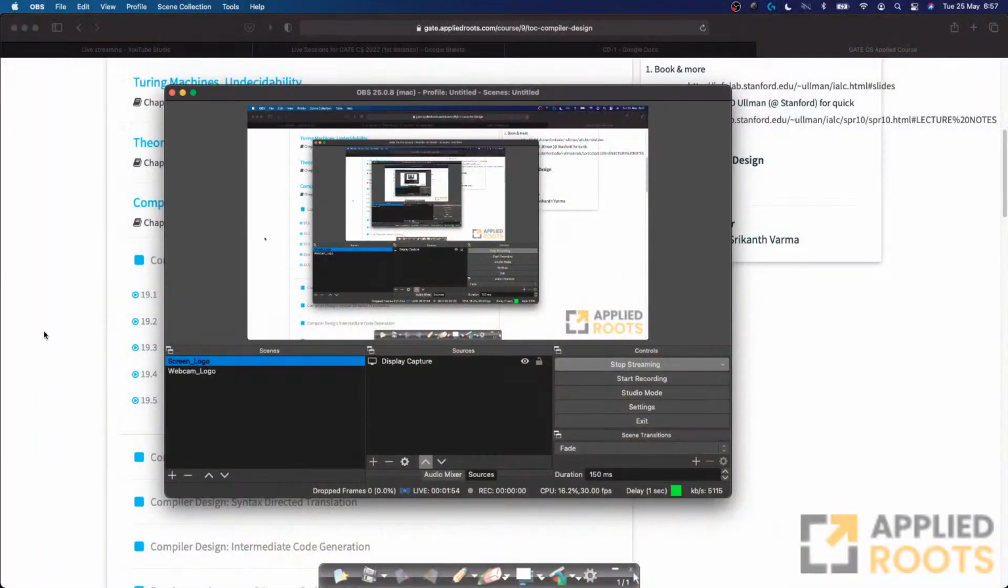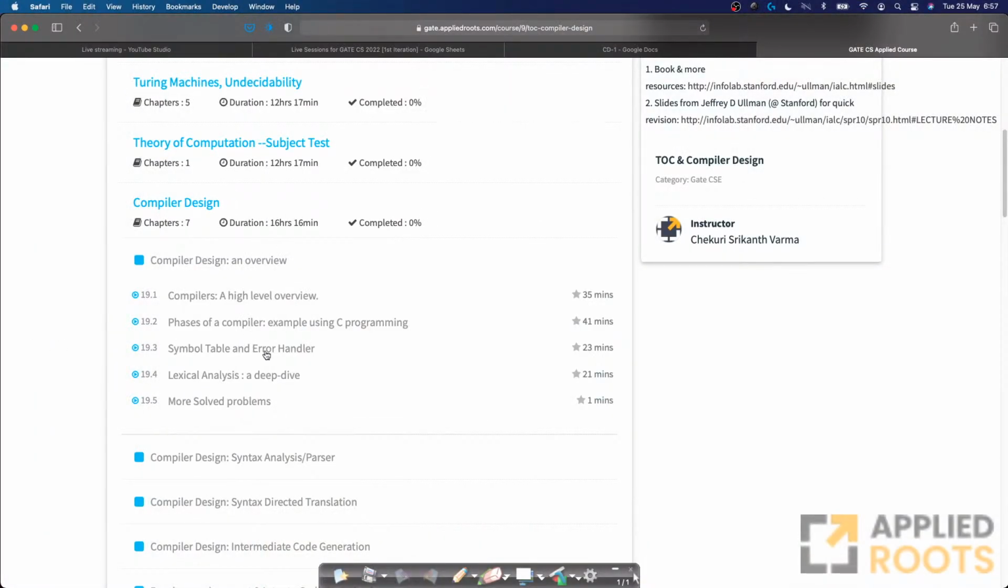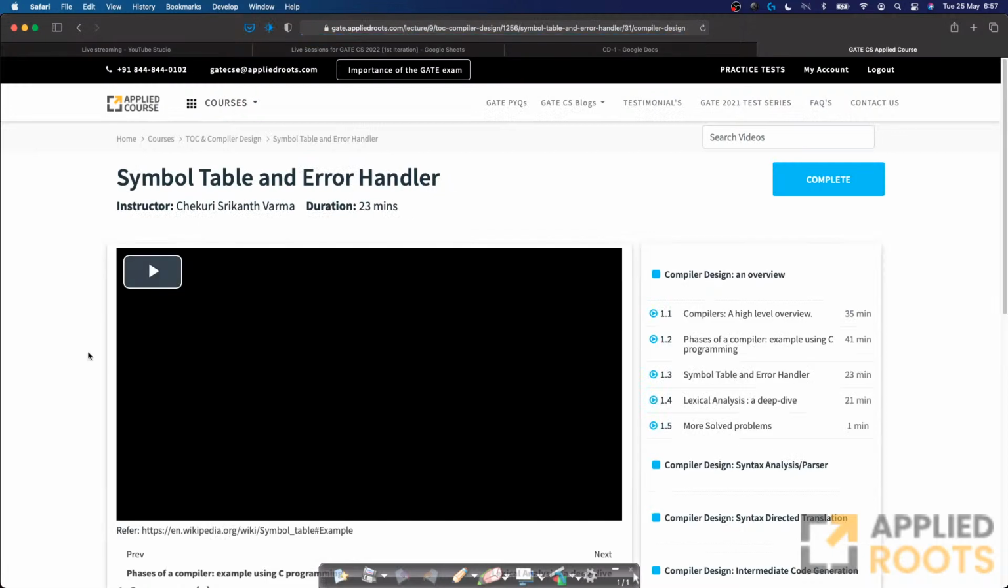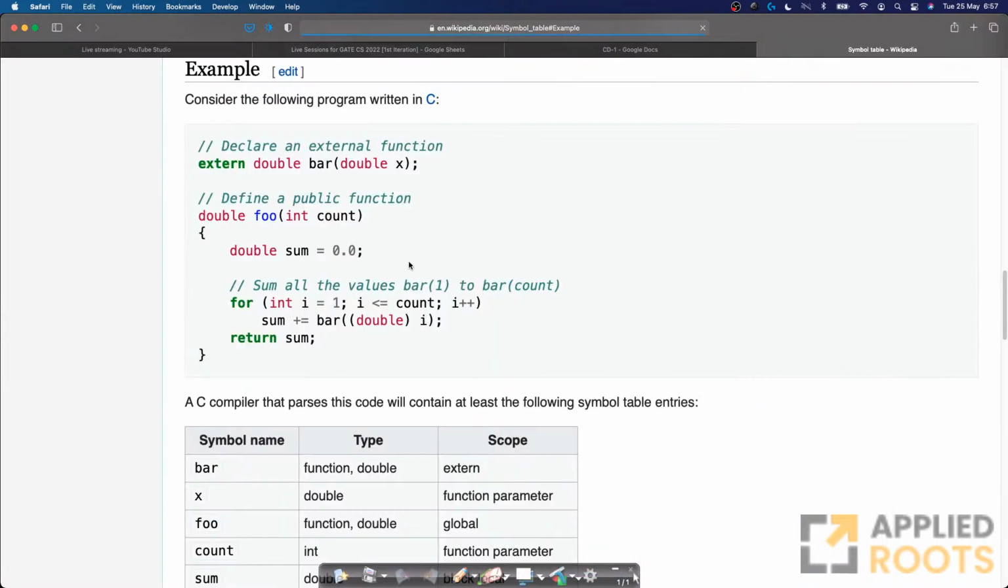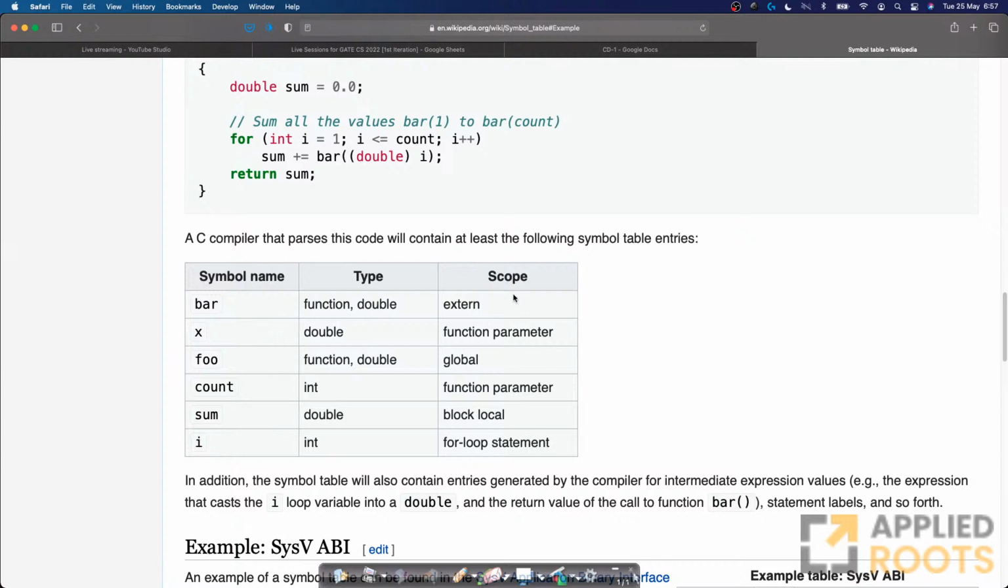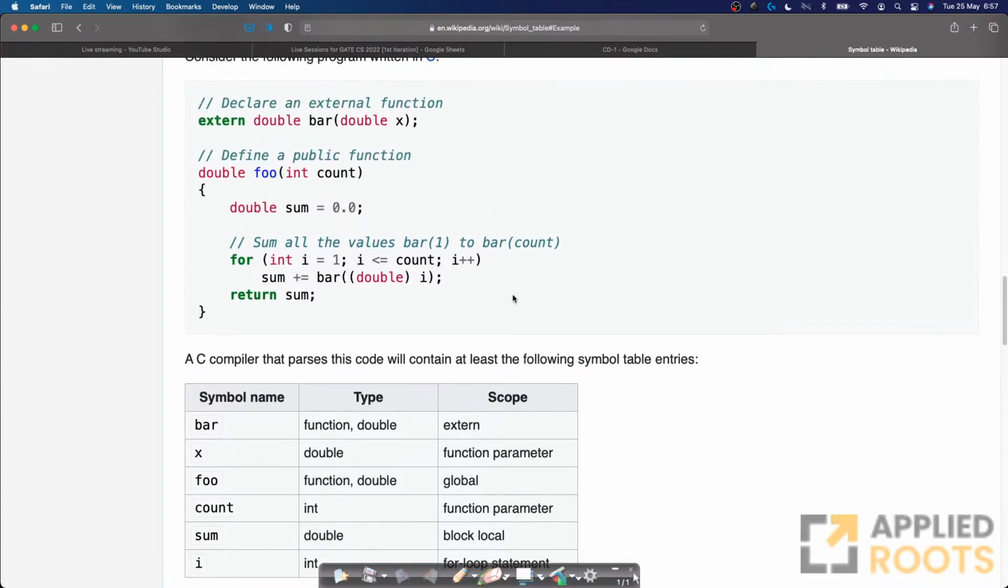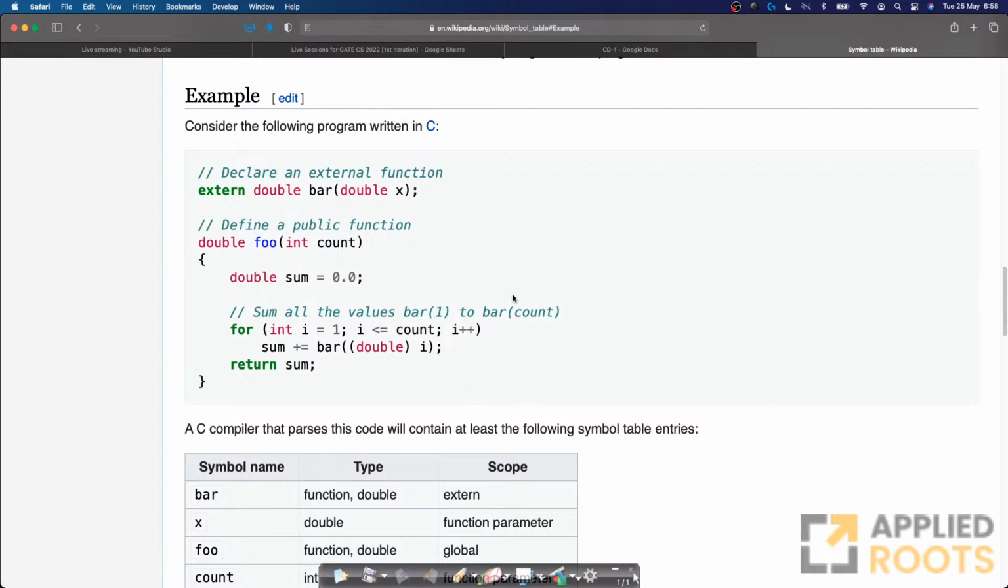If you go to compiler design and overview, this is video number 19.3. Let me share the screen. Right, so look at this. This is symbol table and error handler. In this video we actually show you how to construct it. We show this example from Wikipedia, where we take some simple C code and show how the symbol table itself is built. So I think you should double check the videos before you say something is missing. Okay, hope that helps.